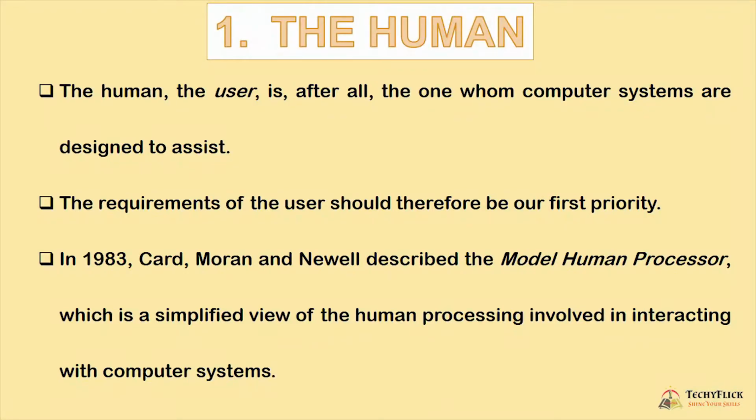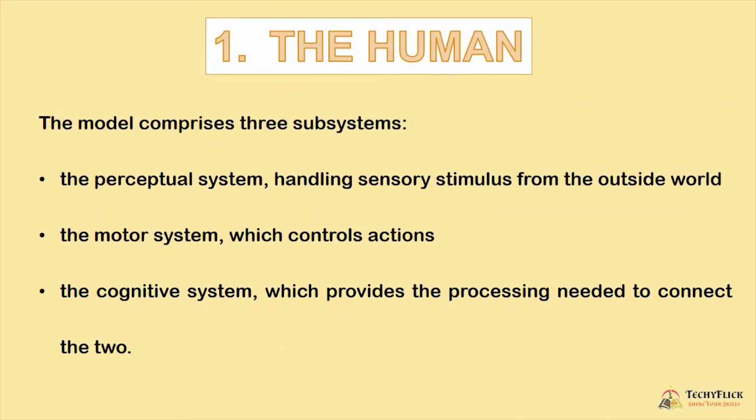The human. The user is, after all, the one whom computer systems are designed to assist. The requirements of the user should therefore be our first priority. In 1983, Card, Moran and Newell described the model human processor, which is a simplified view of the human processing involved in interacting with computer systems. The model comprises three subsystems: the perceptual system, the motor system, the cognitive system.